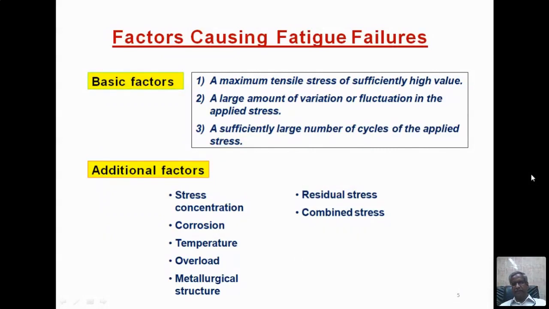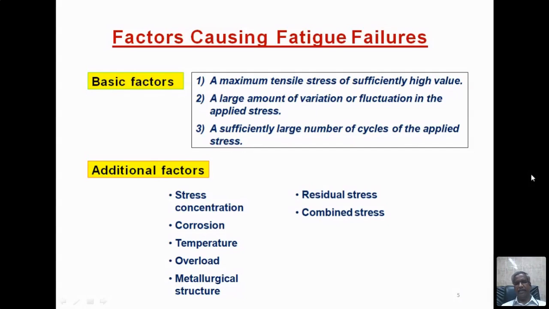So the basic factors are: normally, fatigue failure will occur under tensile stress. It will not occur under compressive stress. And even for tensile stress, there should be a maximum value. Tensile stress means you have two stresses, no? One is tensile stress, the other is compressive stress. Tensile stress is pulling stress, compressive stress is pushing stress. Tensile stress is when you are pulling the material. When you pull, the stress acting on the component is tensile stress.